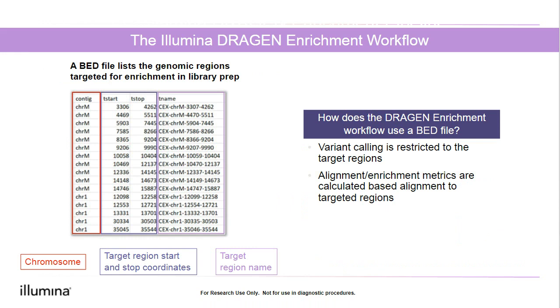Shown here is an example of a DRAGEN bed file. A bed file stands for Browser Extensible Data. Variant calling is restricted to the target region specified in the input bed file. The bed file should contain the chromosome, start and stop coordinates, as well as the target region name. The alignment enrichment metrics will be calculated based on the alignment to the specified target regions in the bed file, which is why the bed file is required for DRAGEN enrichment.